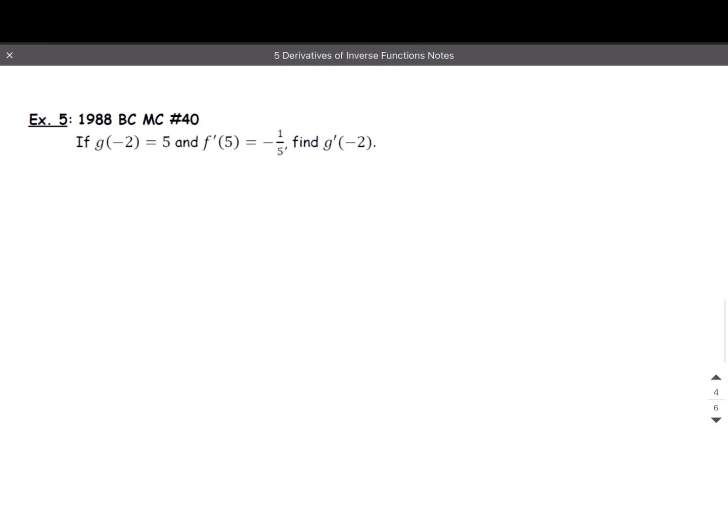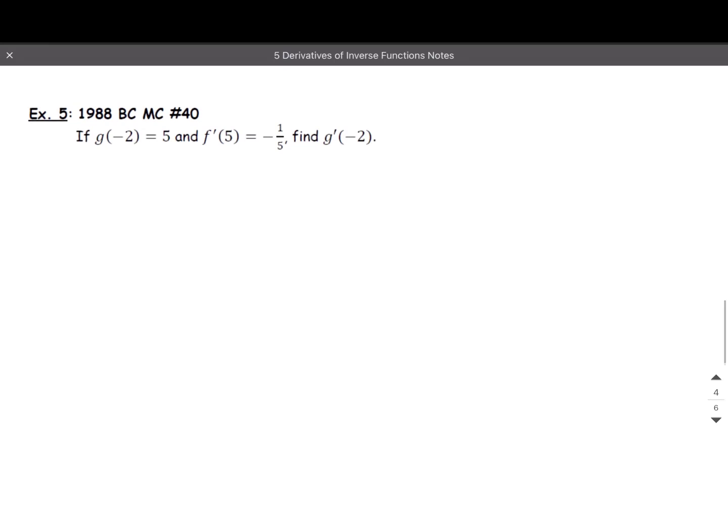Let's try a problem. This is an old multiple choice question from 1988. They're telling us that if g of negative 2 is 5 and f prime of 5 is negative 1/5, they want us to find g prime of negative 2. What I forgot to type here is f and g are inverses. So if f and g are inverses, then g prime of negative 2 is going to be 1 over f prime of g of negative 2, right?